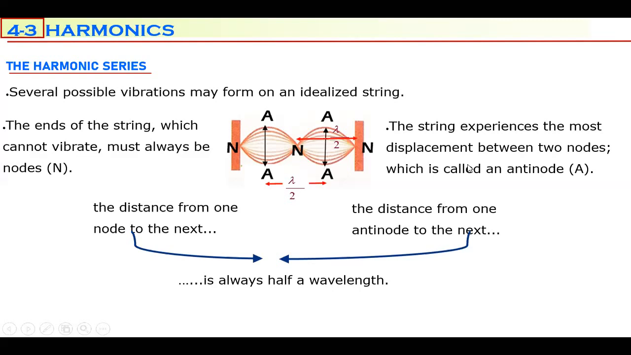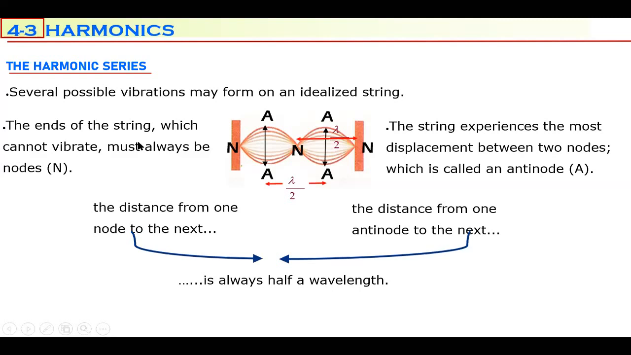First, we should know that when a string is set into vibration, standing waves form, and the ends of the string are fixed, so they cannot vibrate. These ends are always nodes. But the string experiences the most displacement between two nodes. Between two nodes, the region of the longest displacement, the largest amplitude, is known as an antinode, as we learned before.